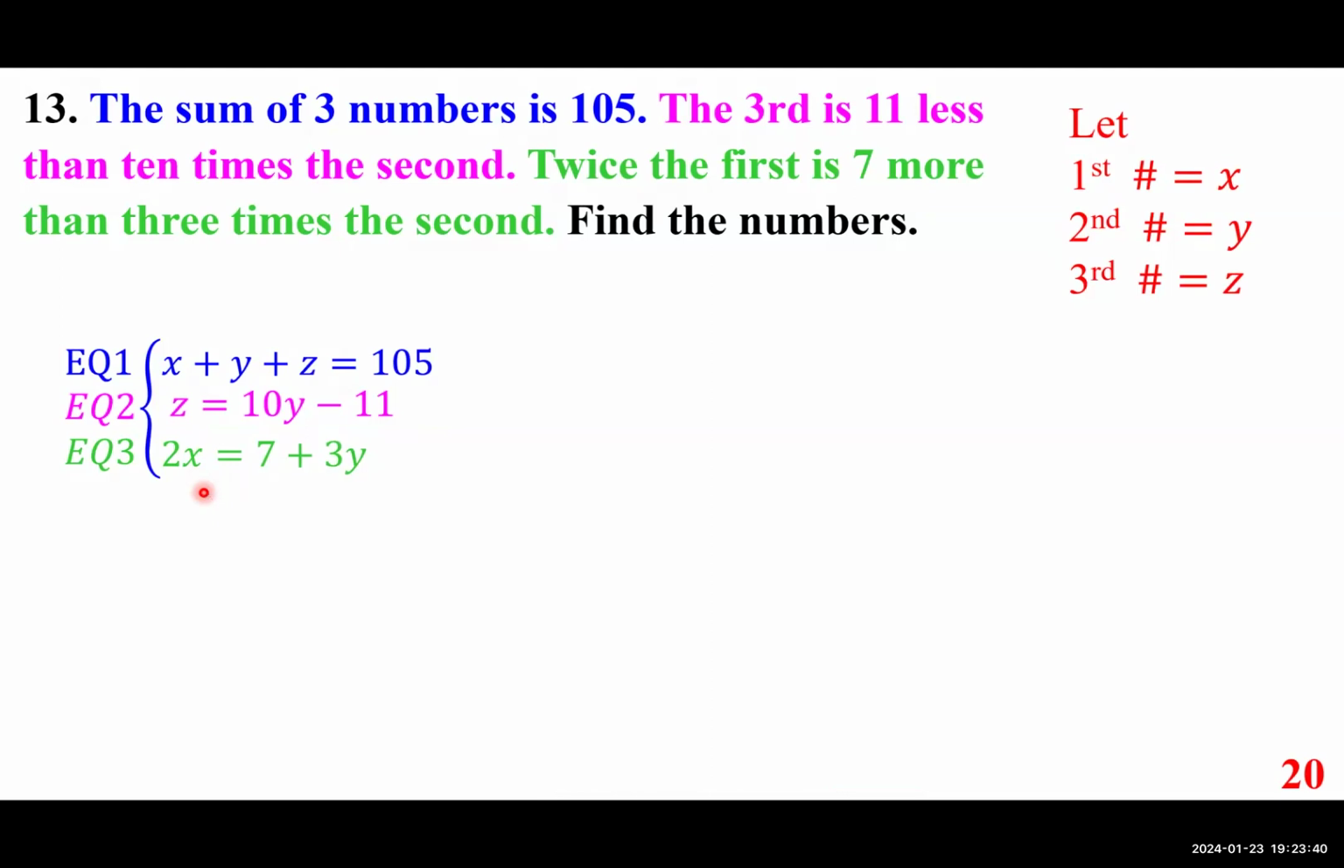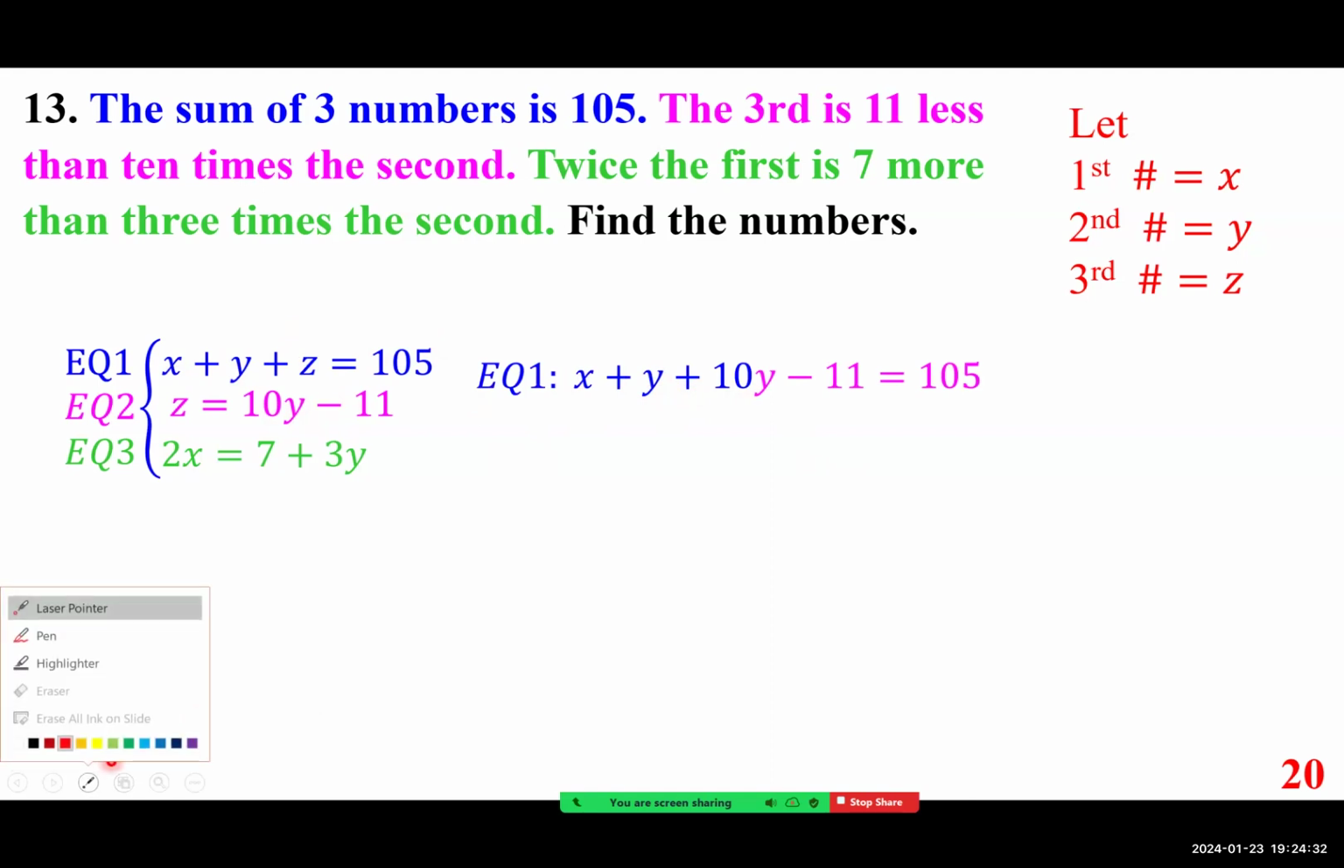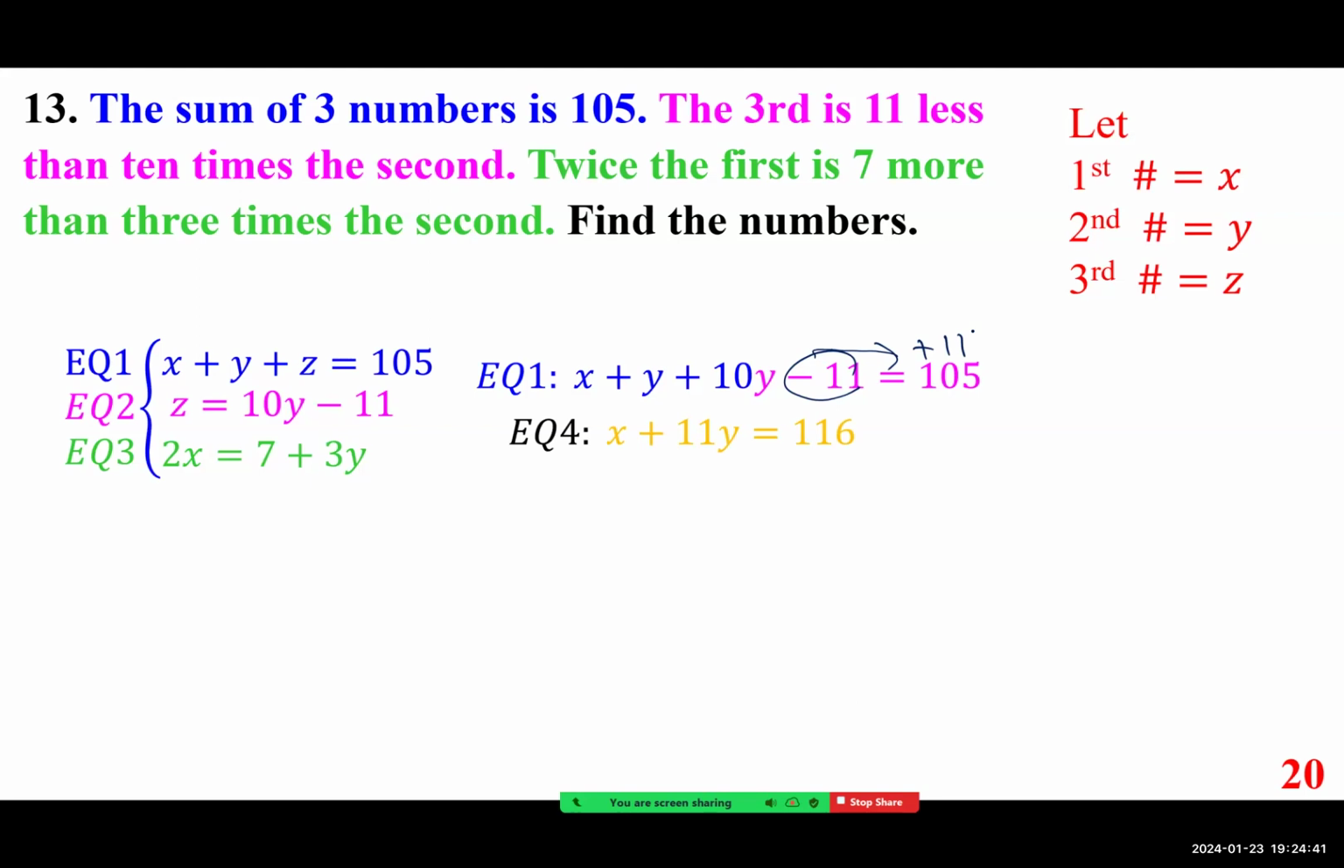All right. So if we look at equation 1, we notice we have a z here and y. We have x and y here, and this has all of it. So we have x plus y plus z. So if I put the z as 10y minus 11 here, I can get rid of the z here. So x plus y, and I'm going to put 10y minus 11. So this way, I'm getting rid of the z. So x plus 11y equals 116. And I'm going to call this equation number 4.